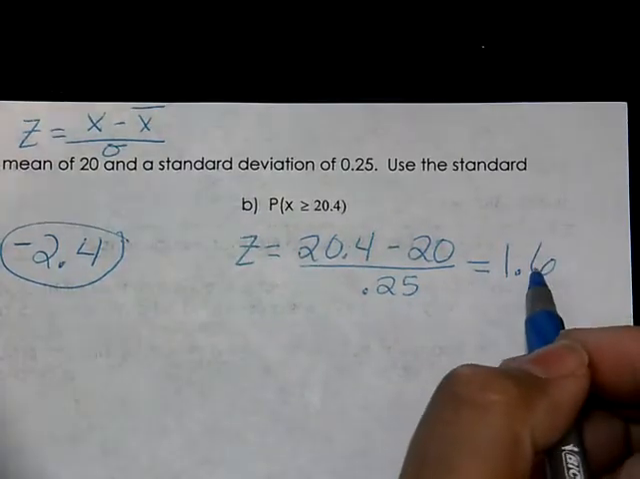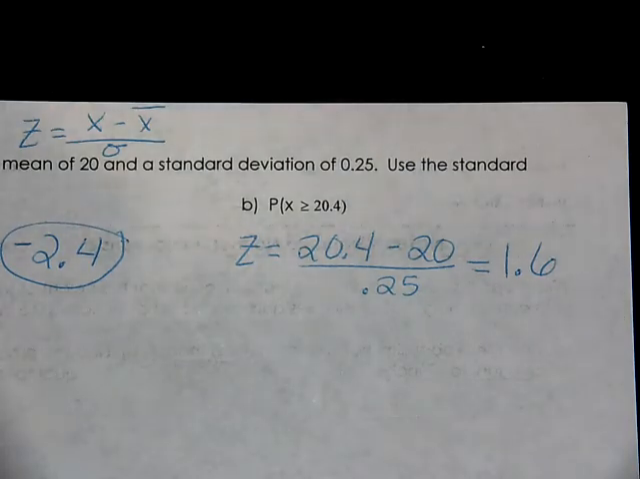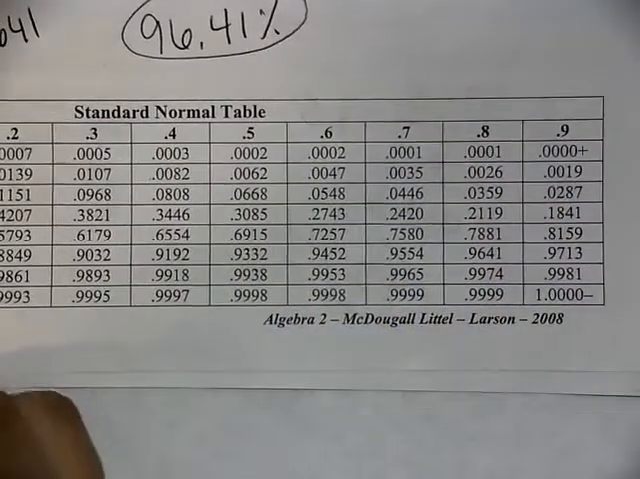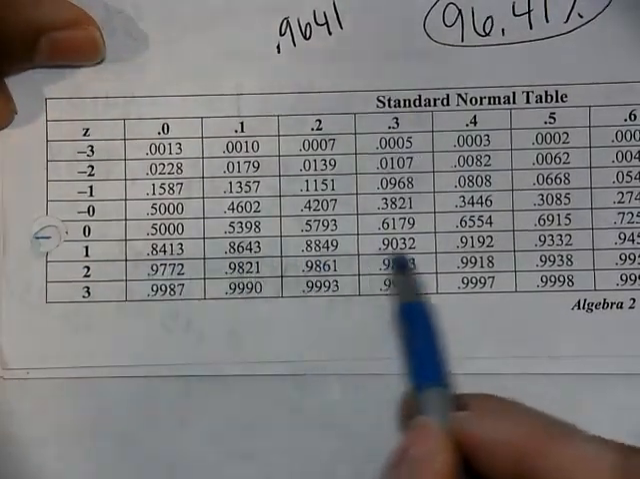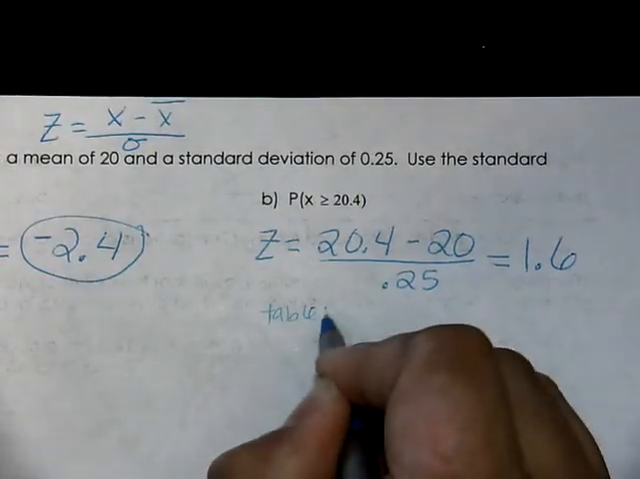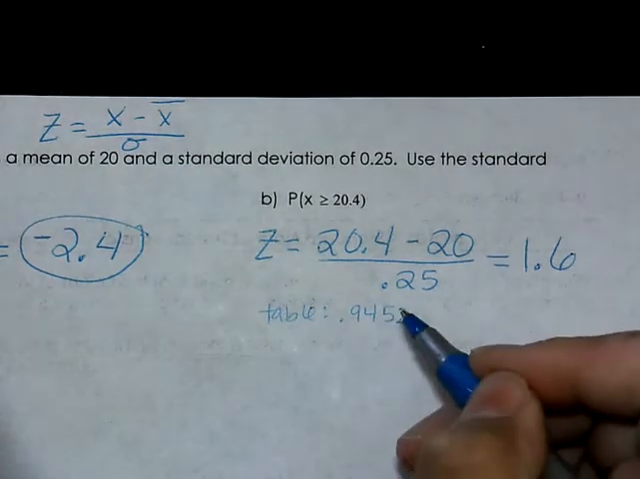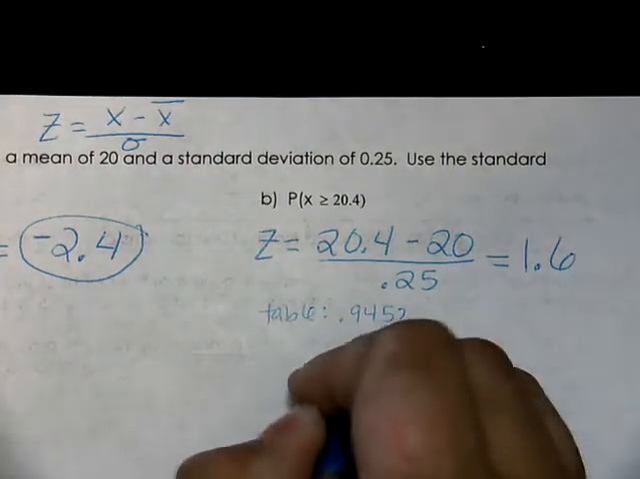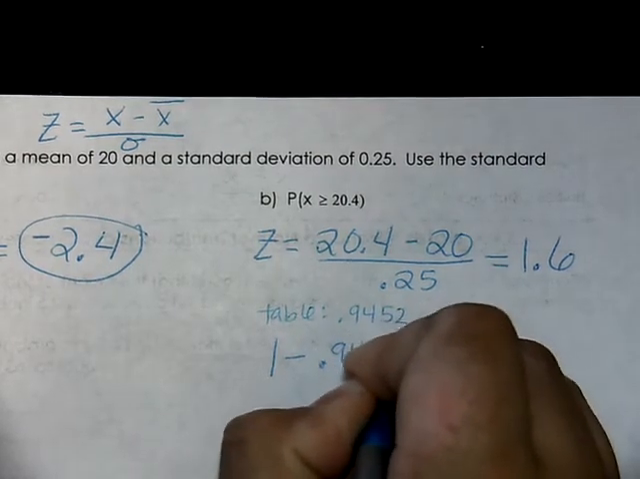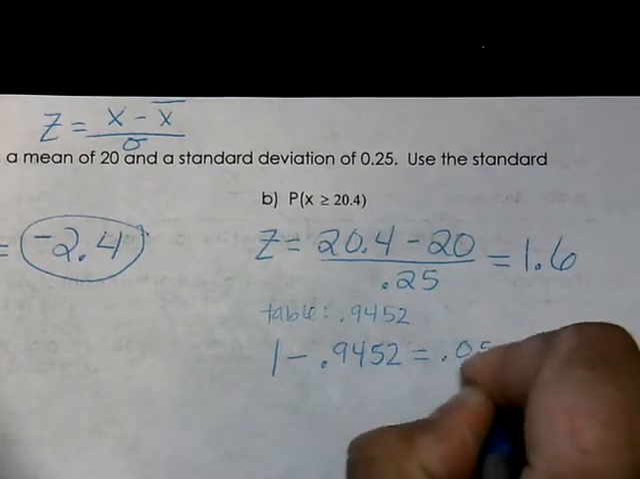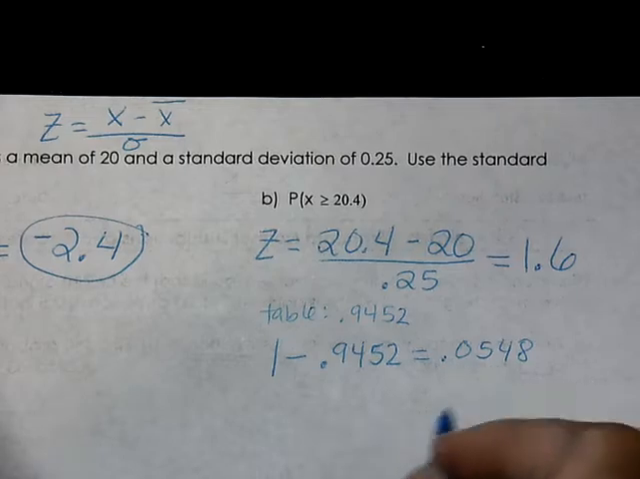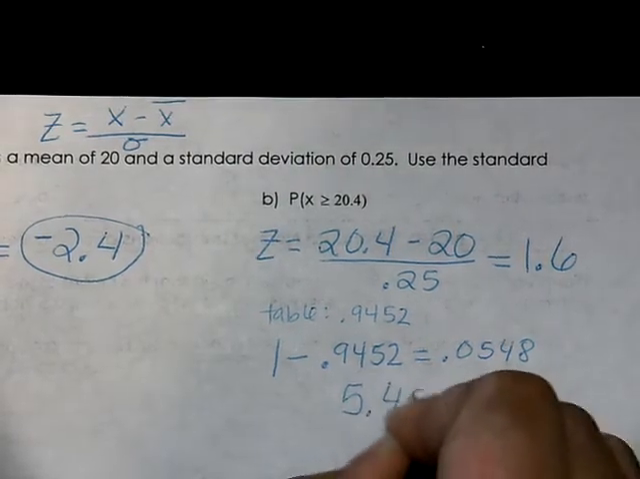Okay, now we again need to find 1.6 in our table, but keep in mind that that's not going to be our final answer because we have to do 1 minus it. But let's first find it. 1.6. All the way across, and we get 0.9452. So I'll write it here, table 0.9452. And we want to do 1 minus that this time, because it said greater than or equal to. That gives me 0.0548. And then again, we want to write this as a percentage, so it would be 5.48%.